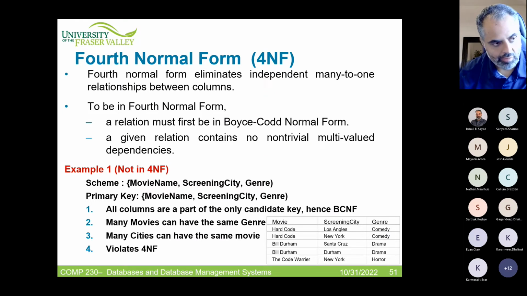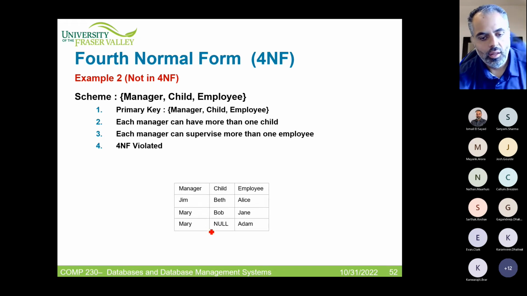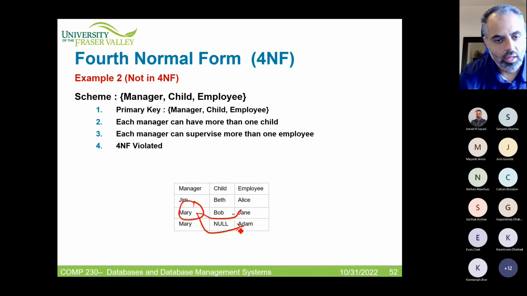Josh, I will answer you. Just let me take another example and we'll be with you. So here is another example: we have a manager, child, employee. So we have only one primary key and only one candidate key with no dependencies in this case. However, each manager, for example, has more than one employee. Like Marie here has Jane, and Marie also has Adam. And in this case, this violates fourth normalization.